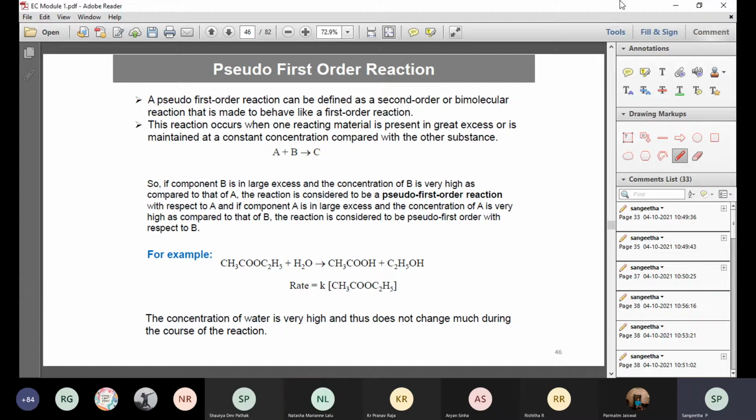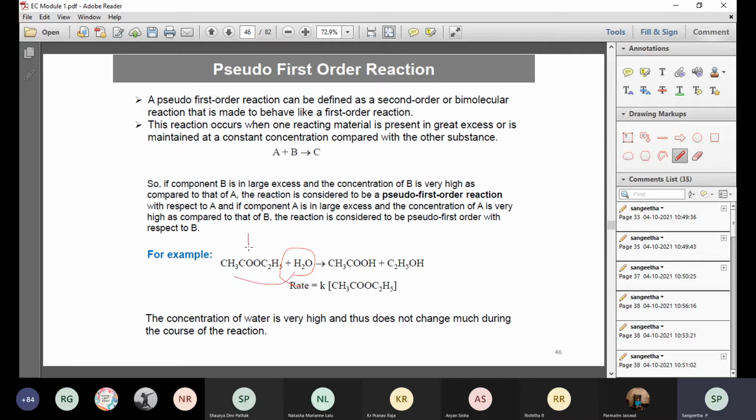Okay. So the pseudo first order reaction can be defined as a second order or bimolecular reaction that is made to behave like a first order reaction. The reaction occurs when one reacting material is present in great excess or is maintained at a constant concentration when compared with the other substrate. So if the component B is in large excess and the concentration of B is very high as compared to that of your reactant A, it is considered as pseudo first order. Anyway, here the water we are not going to include. The concentration of water is very high and thus doesn't change much during the course of the reaction.